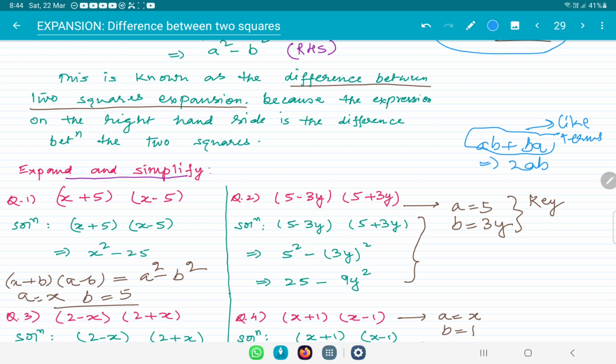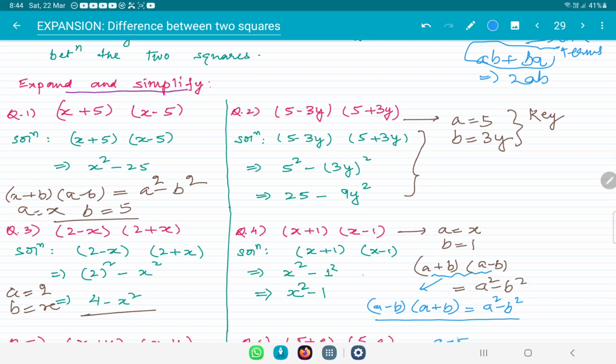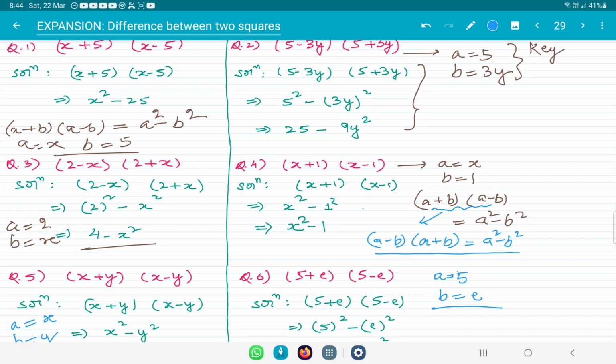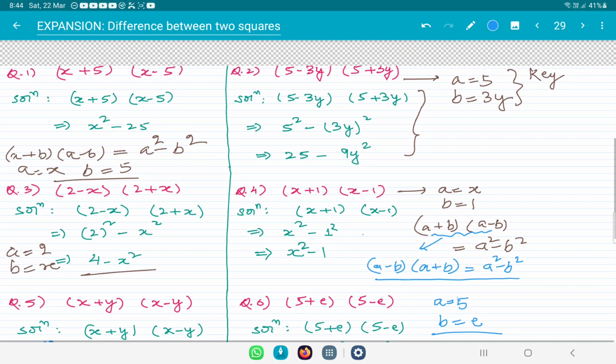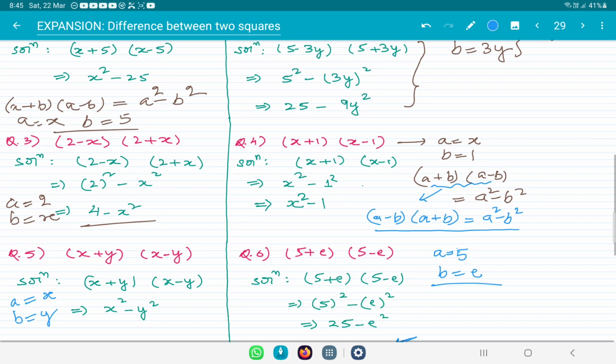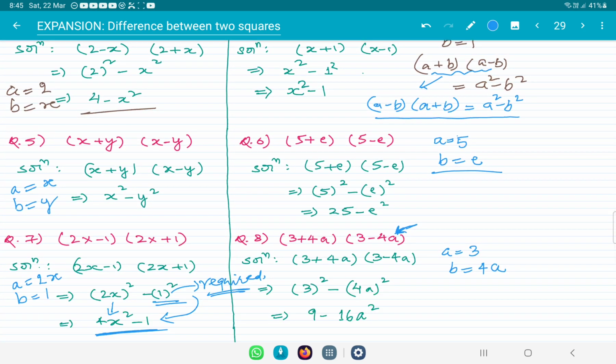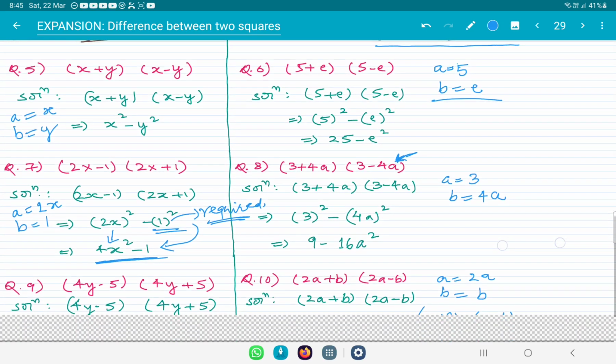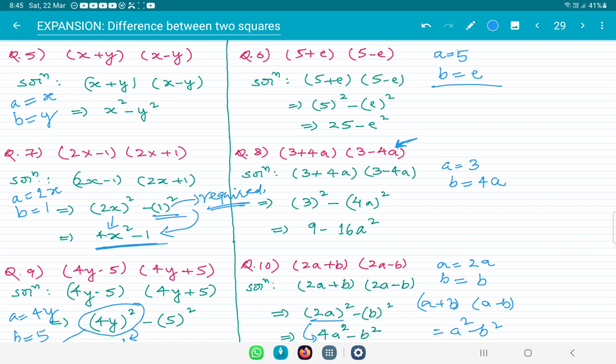Now we did different questions which are based on a plus b into a minus b is equal to a square minus b square. I already explained to you what the key is. The key is every time you have to compare your particular question with the generalized identity. Write the identity every time, you will get marks. Make it a habit. Through this you can do any type of question.